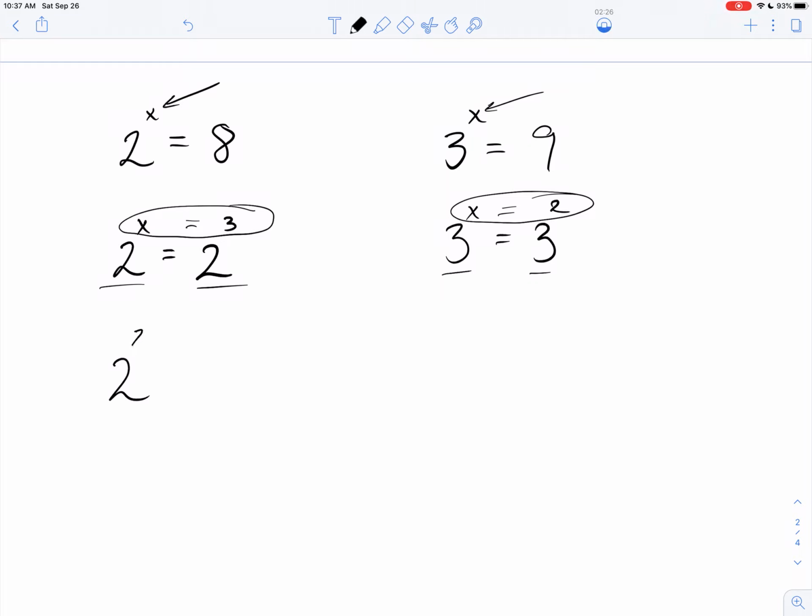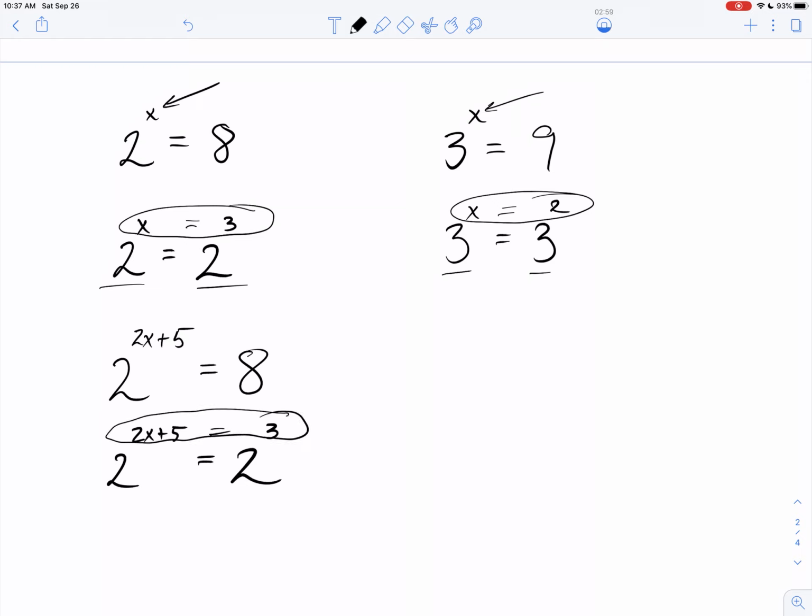Well, here's the deal. What if they try to spice this thing up a little bit and they just do something like that now? It's not as easy to guess and check if they try to make this more difficult. Still, it's not the most difficult question I'd ever see. But I can rewrite it so that the bases match. Then I could set the powers equal to each other, and this becomes the piece of the puzzle that I would have to solve. And I would say, okay, 2x plus 5 equals 3.